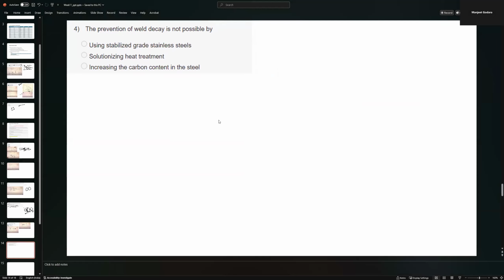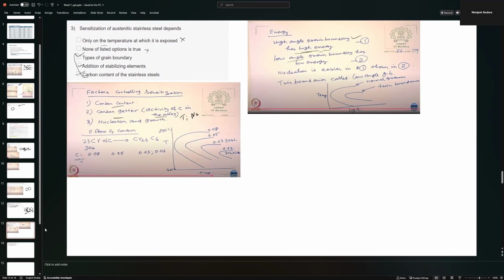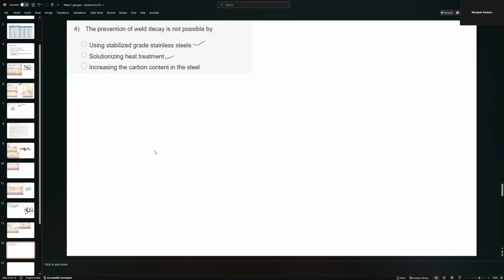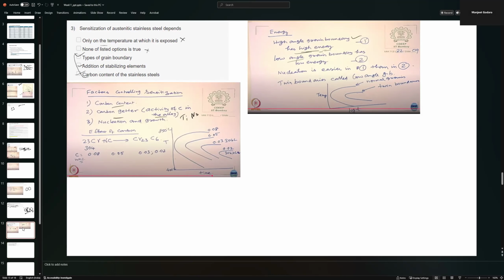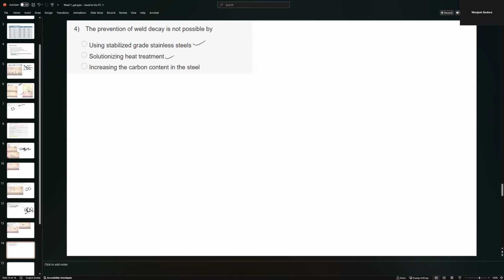Prevention of weld decay is not possible by... It is possible by solutionized heat treatment, stabilizing, yes, yes. That's what we were doing, right? Weld decay.